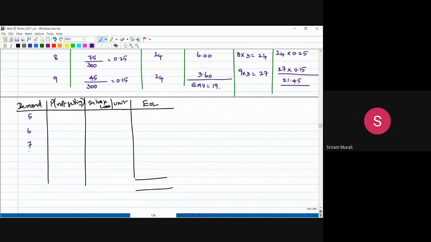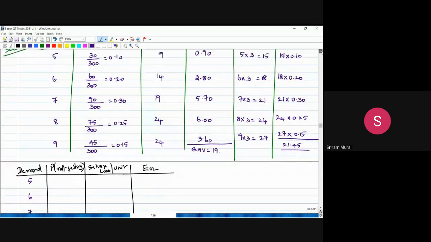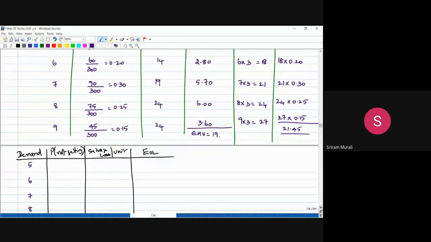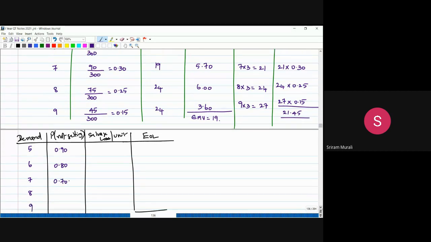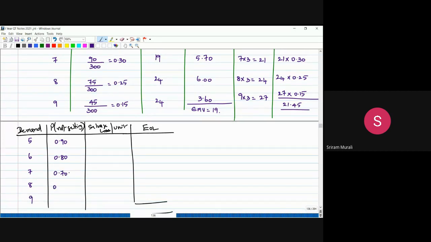Expected opportunity loss means the chance of getting the demand is given, and not getting a demand is 1 minus this. Am I right? 10% is the chance of getting a demand of 5, not getting will be 90%. 20% to get a demand of 6, 80% I don't get. 30% to get a demand of 7, 70% I don't get. For a demand of 8, 25% chance, so not getting is 75%. That is why we say this is an opportunity loss.